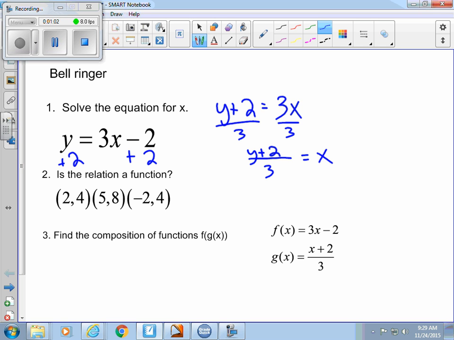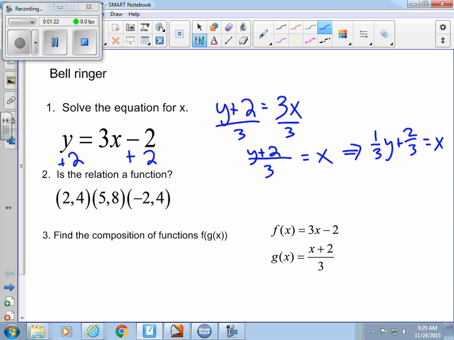Answering that question. Yeah. It is. Good question. You can also have written this as 1/3 y plus 2/3 equals x. Either one of those would be right. So, someone asked that.